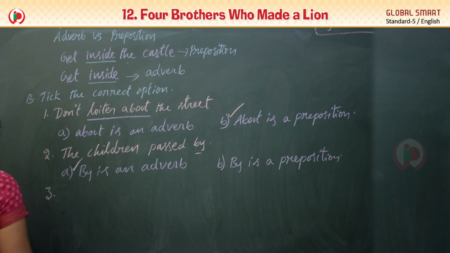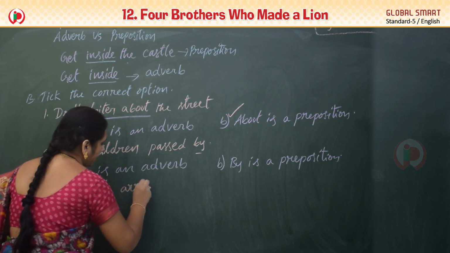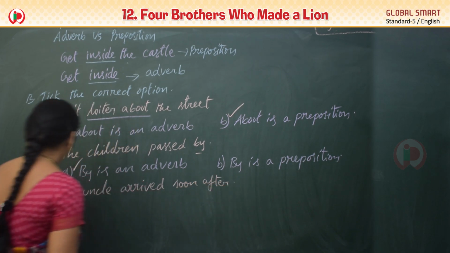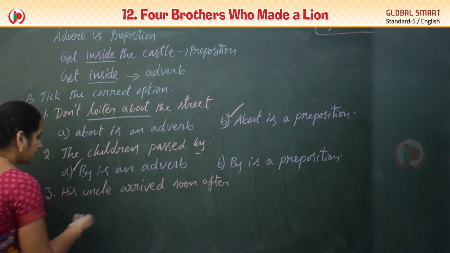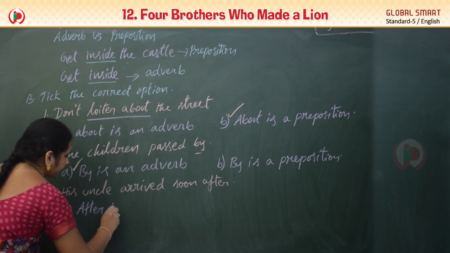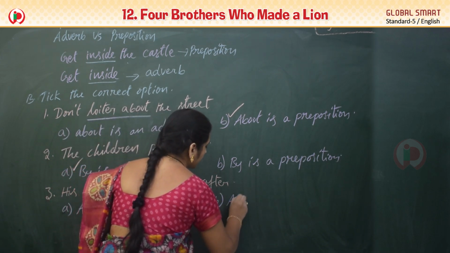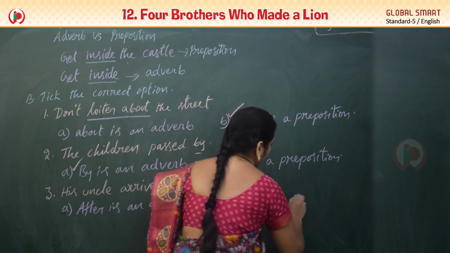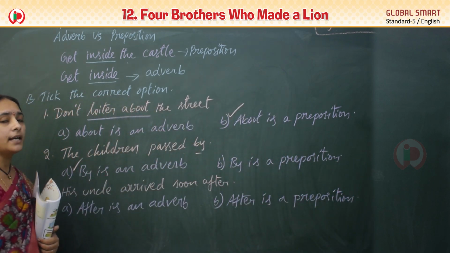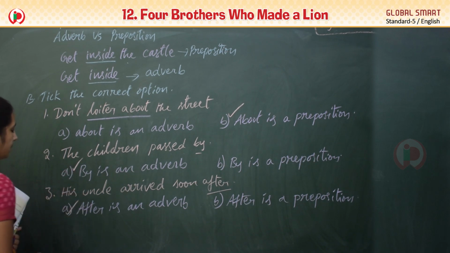And see the next one. Third one, what do we have here? His uncle arrived soon after. Here, after is the word. So, what is this? After is an adverb, and another option, after is a preposition. What is the correct option here? Simple logic. After the word after, do we have anything? No. Then it is an adverb.